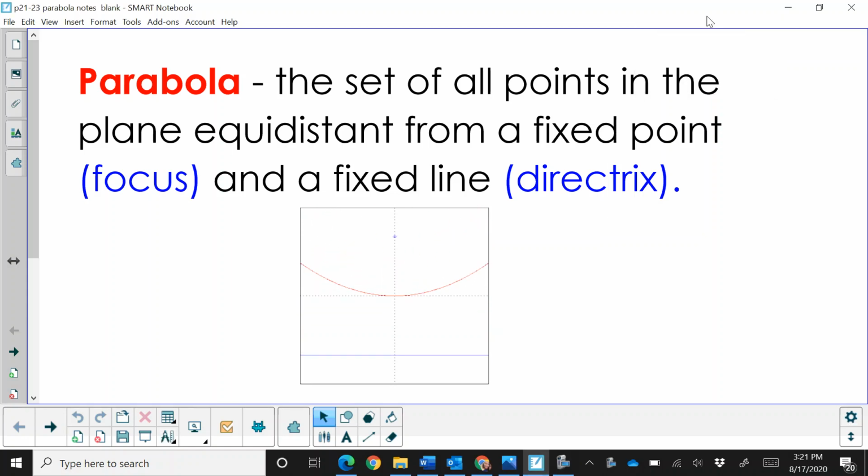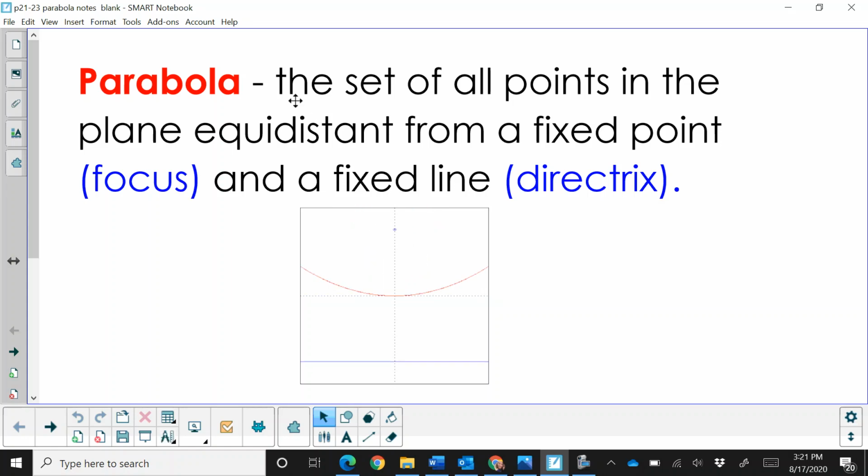Hey, pre-calculus students, today we're going to talk about parabolas. So let's first just talk about what is a parabola. You probably remember parabolas from algebra. They're kind of that U-shaped thing. Well, where do those points come from besides an equation like an x squared? We usually think of a parabola as an x squared equation.